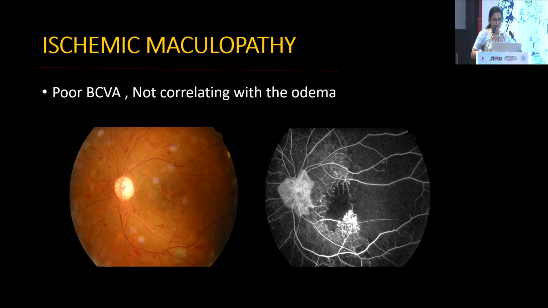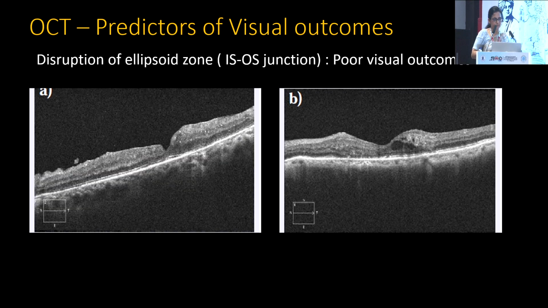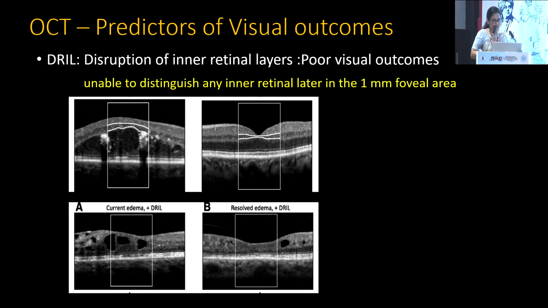So in this, the patient may not have any edema on the OCT, but the patient will have very poor vision because of the ischemia. Now, OCT, again, like I showed you in the previous, you can see a disruption of the ellipsoid zone. So these patients, again, you can prognosticate and say they will not have a very good outcome.